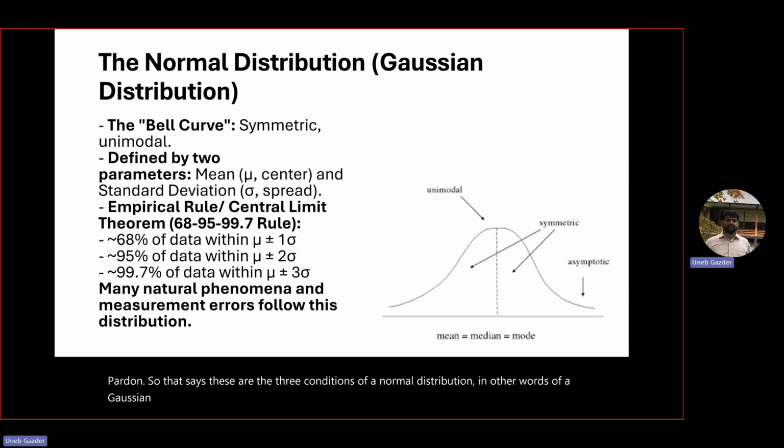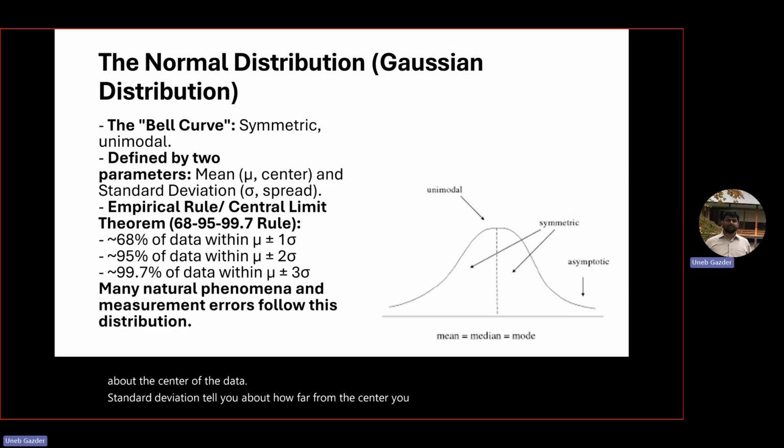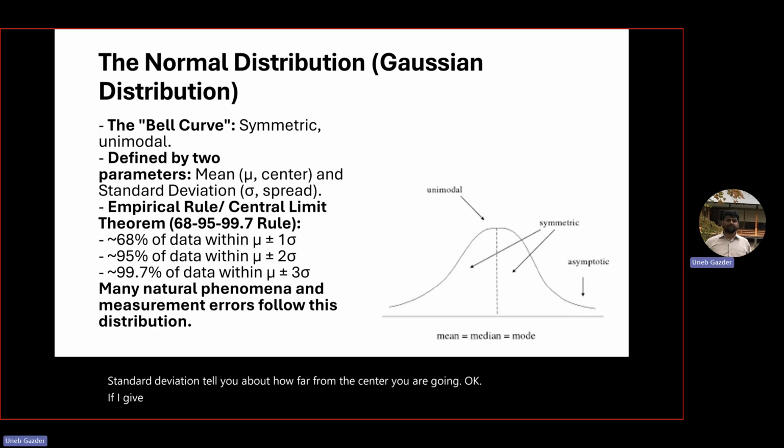This type of distribution is defined by two parameters. One is called the mean, the other one is called the standard deviation. The mean tells you about the center of the data. The standard deviation tells you how far from the center you have been. If I give you these two things, you can plot this data.